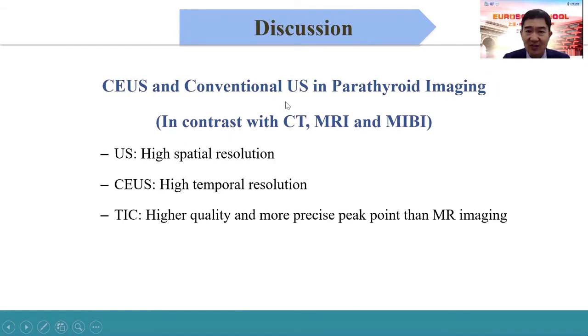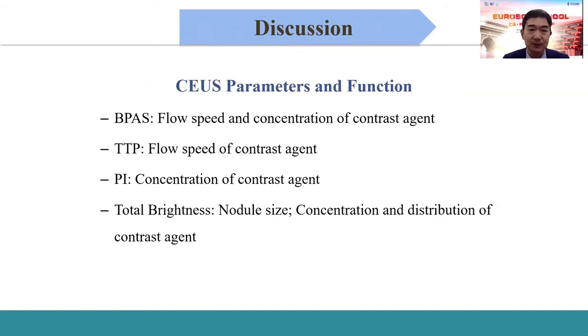CEUS and routine ultrasound have multiple advantages compared with CT, MRI, and MIBI. For example, routine ultrasound has a high spatial resolution, and CEUS has a high temporal resolution, and the TIC has a higher quality and more precise peak point than MRI imaging. All of these advantages could be used to make a promising result to evaluate the function of the SHPT nodule.